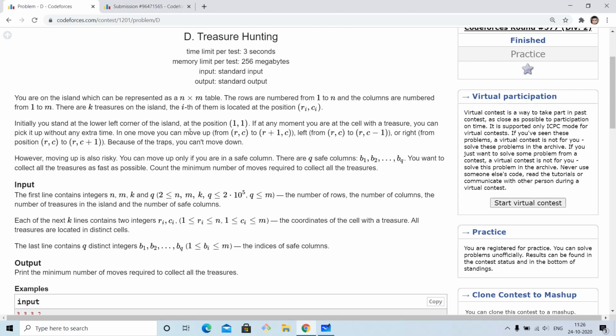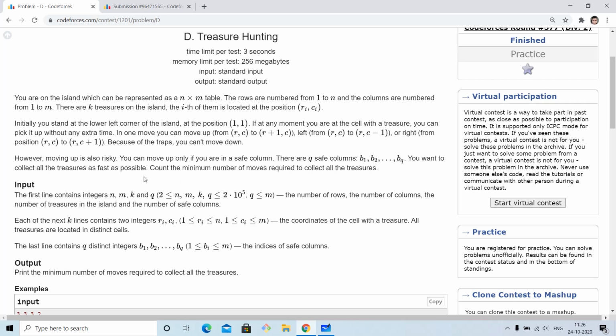In one move, either we can move up, or we can move left, or we can move right. We cannot move down because of some traps. Also, we cannot move up in all the columns. We can only move up if we are in a safe column, and we are given q safe columns b1, b2 up to bq. So we want to collect all the treasures in as few moves as we possibly can.